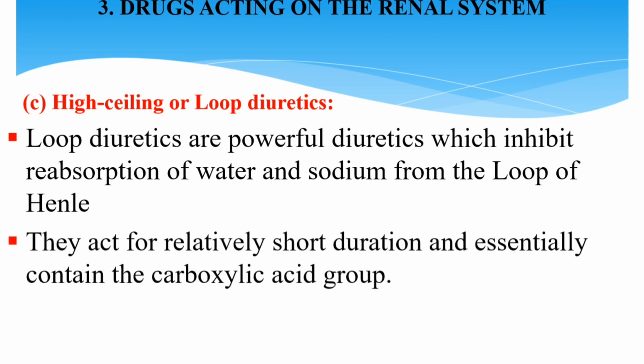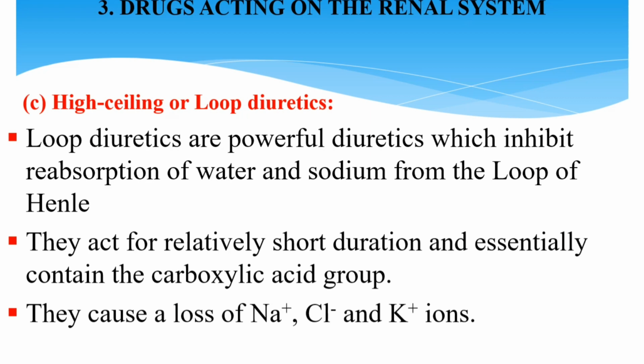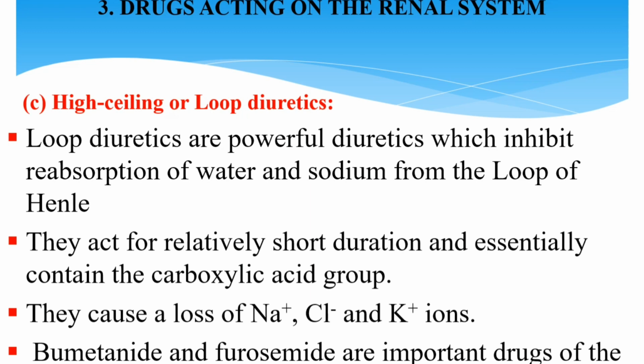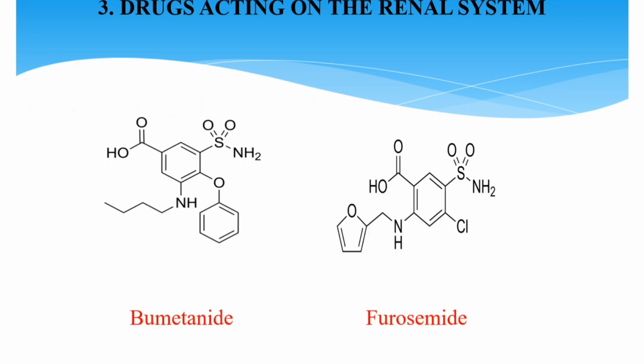They act for a relatively shorter duration of time, and they essentially contain the carboxylic acid group, that is a COOH group. About this kind of diuretic, you have a detailed chapter later, and we will learn more about them in that lesson. These kinds of diuretics cause a loss of sodium chloride and potassium ions. Bumetanide and furosemide are the important drugs in this class. You can see here the structure of bumetanide and furosemide.